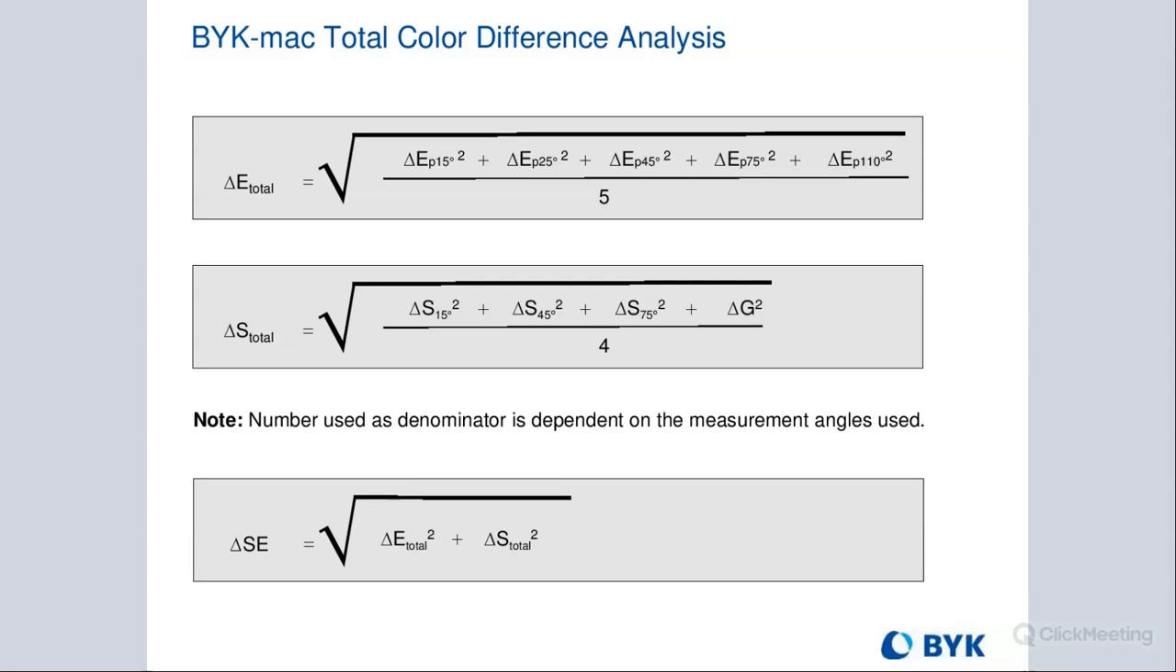And then for our sparkle total, we see that it takes into account our difference in sparkle at 15 degrees, our difference in sparkle at 45 degrees, and our difference in sparkle at 75 degrees. And then it has this a G value. And then we see down below, we have our total color difference, which includes sparkle and our color difference. And we see that's just, we take our delta E total, square, and then we take our delta sparkle total, and we put it through that equation there, and that gives us our total color difference.